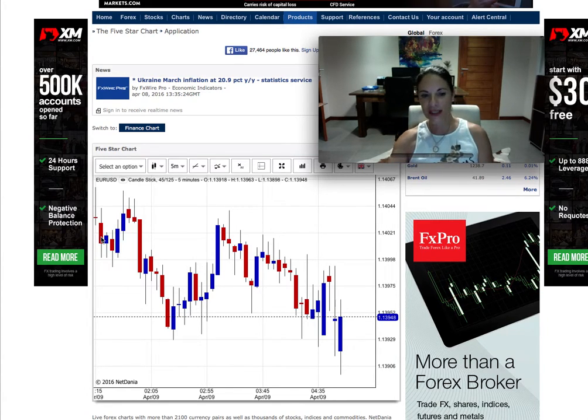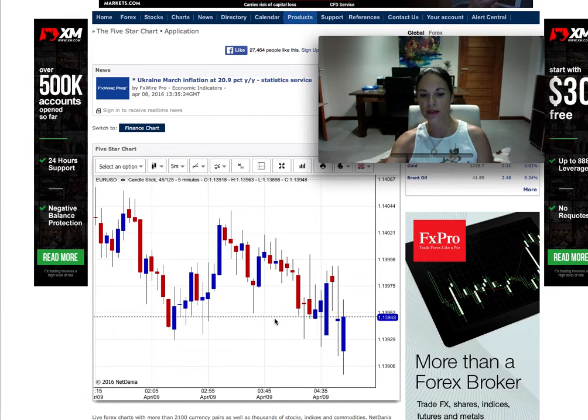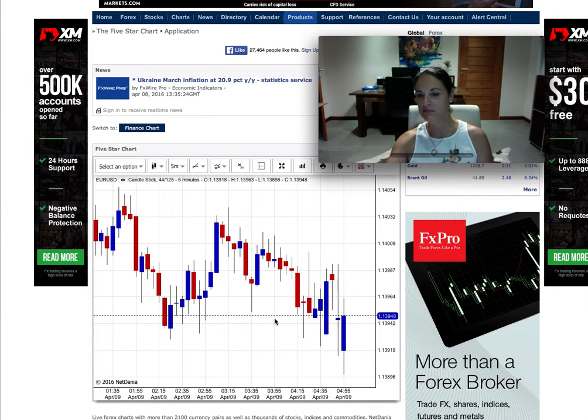So what we're looking at here is a chart from historical data, because this is referring to trading on April 9th, which is basically the end of day of Friday. And here we are looking at a 5-minute chart referring to the euro and US dollar currency pairs. We are going to use the Fibonacci tool.